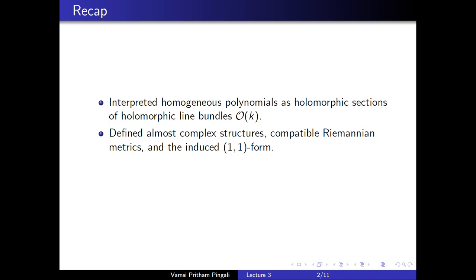Please recall that the real tangent bundle with the almost complex structure defines a complex vector bundle. The holomorphic tangent bundle with its usual complex structure also defines a complex vector bundle, and these two are isomorphic. So we can freely pass from one to the other. And we looked at the expression of the volume form of a compatible Riemannian metric. It was omega raised to n over n factorial. Alright, so let's move on.